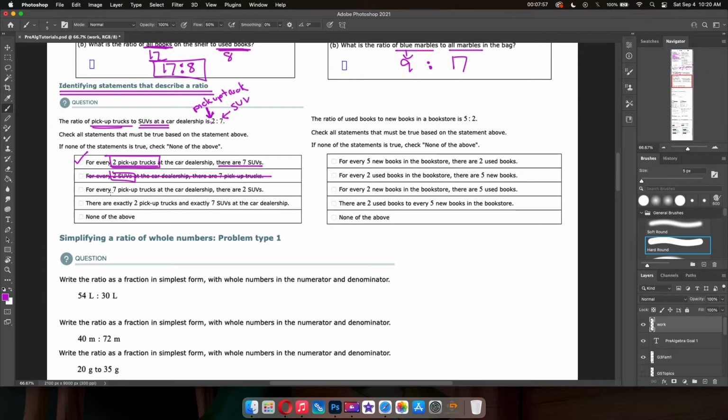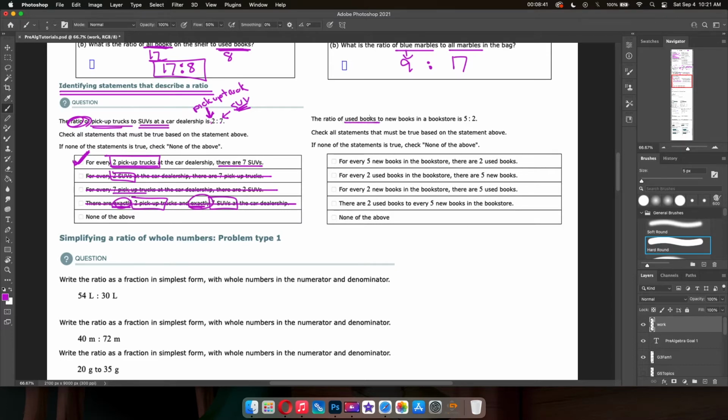For every 7 pickup trucks, does 7 match to pickup? No. So this one is wrong. There are exactly 2 pickup trucks and exactly 7 SUVs. Now this one's a trick question because 2 and pickup match, 7 and SUVs match, but they have that extra word, exactly. And here's the thing about ratios. Ratios aren't exact. That's kind of the whole point of ratios. So this is an ixnay, and this ended up being the only box we checked off. Now it's interesting for me. I thought we'd be checking off more than one. Let's see how it works for the next one.